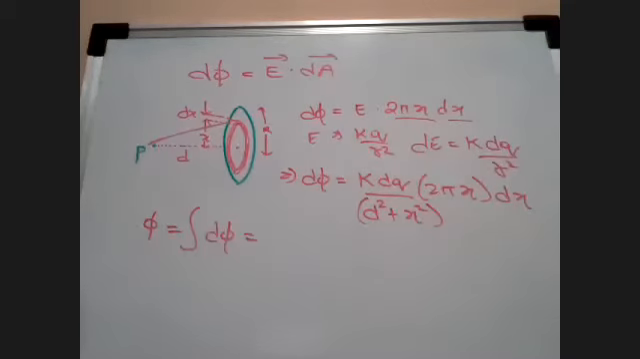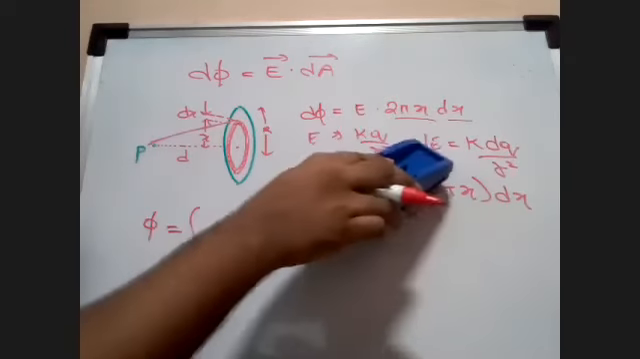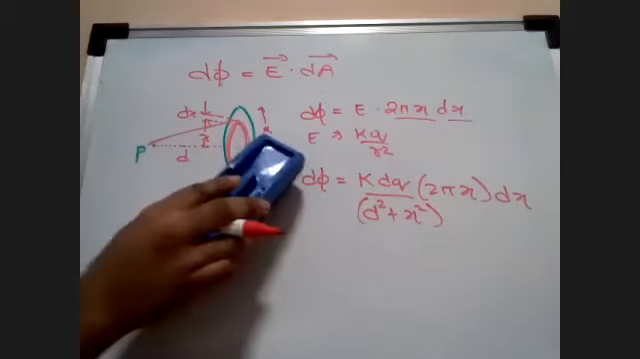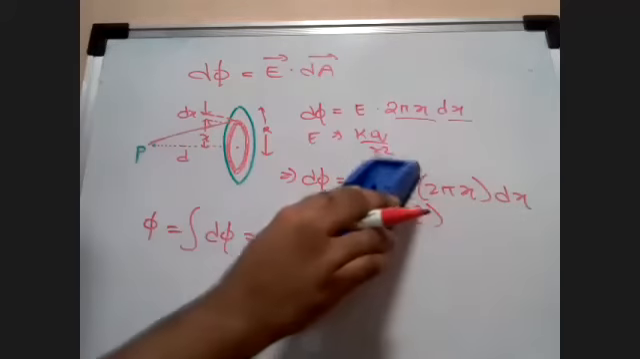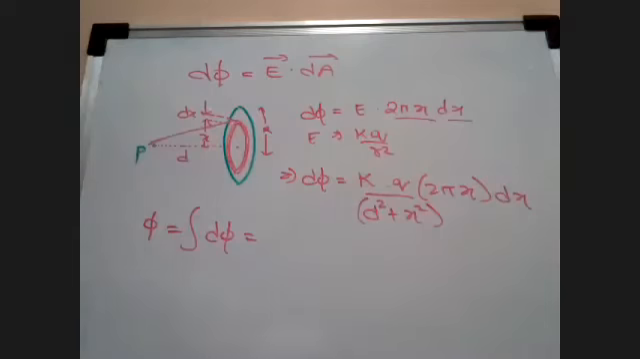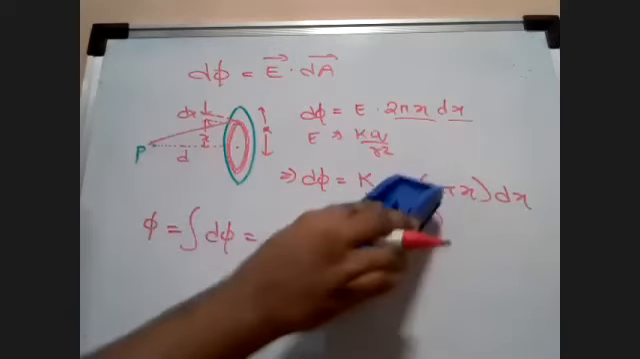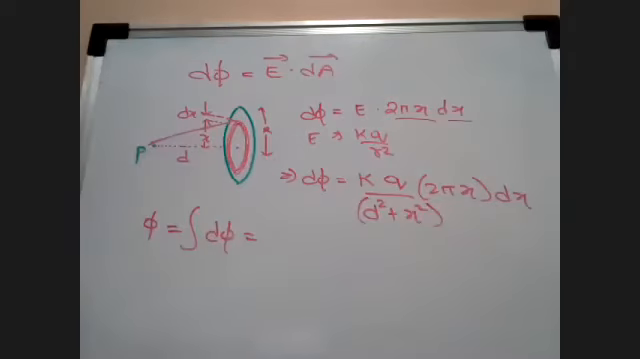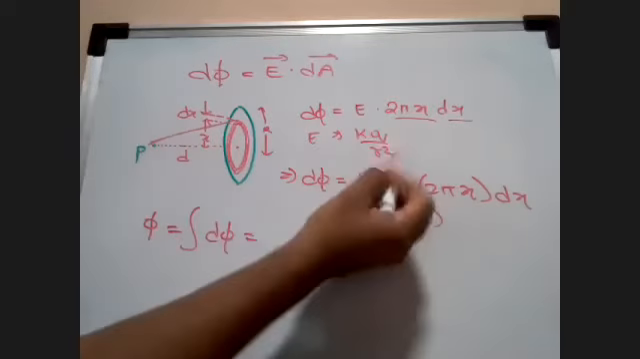See, if you all didn't understand, no problem. Forget the idea of dE. dE is equal to k dq upon r square. Just E is equal to kq upon r square. That is what you have put in this equation. Is this clear? Any doubts? This makes it easy, no? E is equal to kq upon r square.